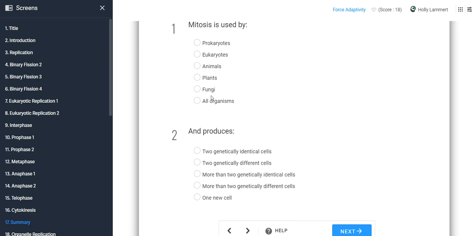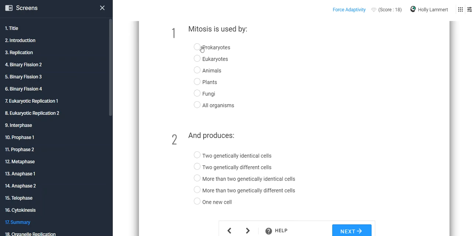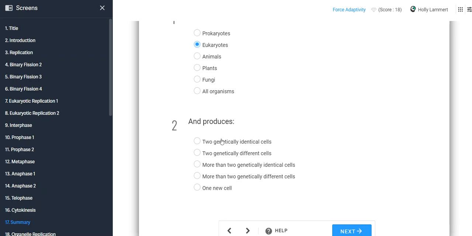Okay, in summary, mitosis is used by prokaryotes, eukaryotes, animals, plants, fungi, all organisms, so we could say eukaryotes, and produces 2 genetically identical cells. Woo!